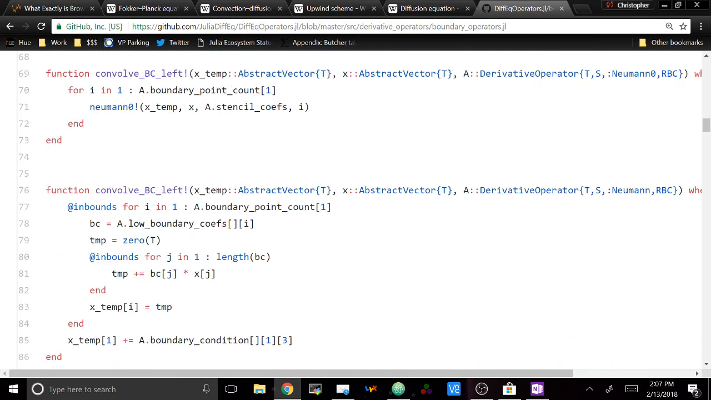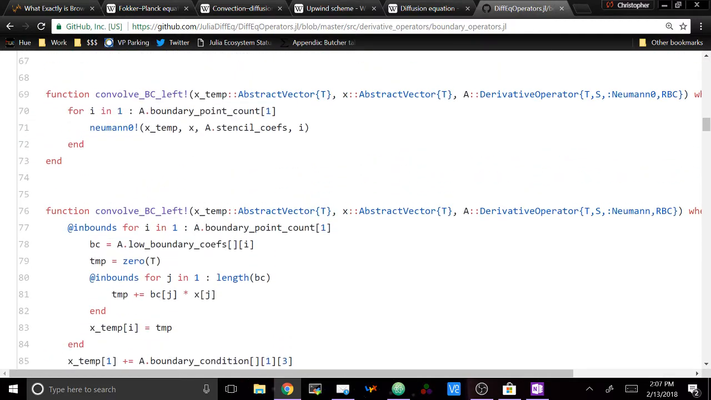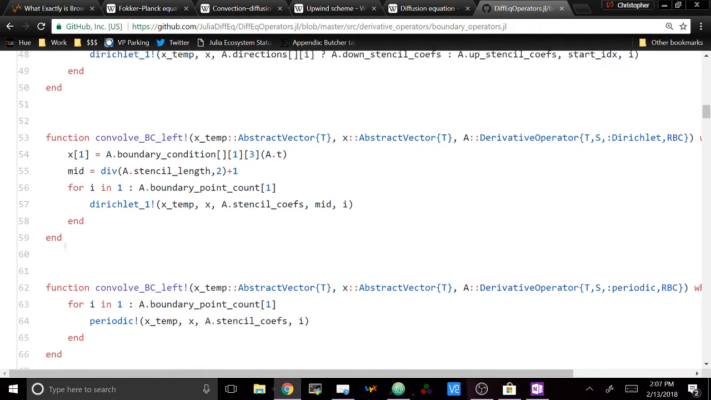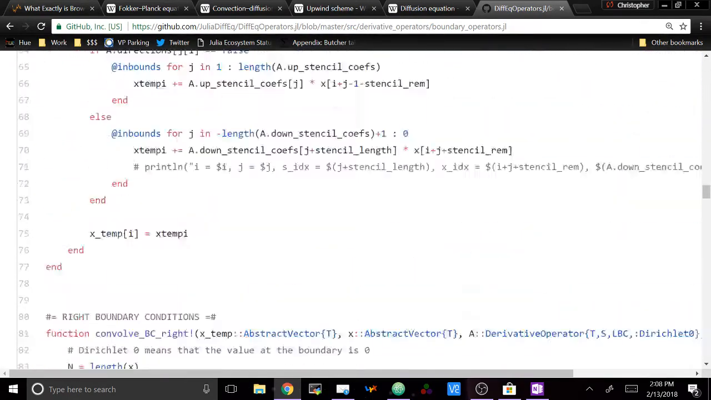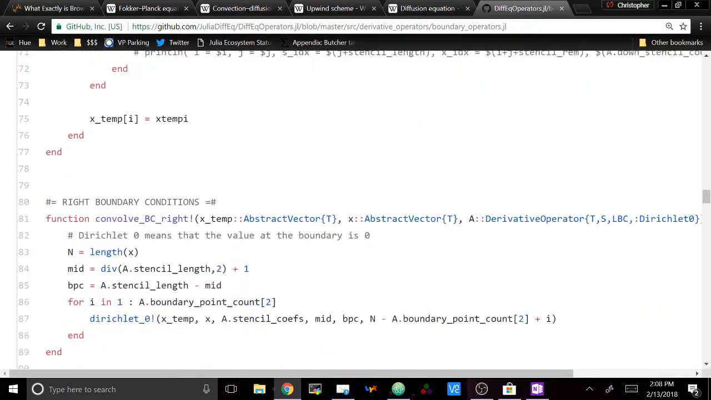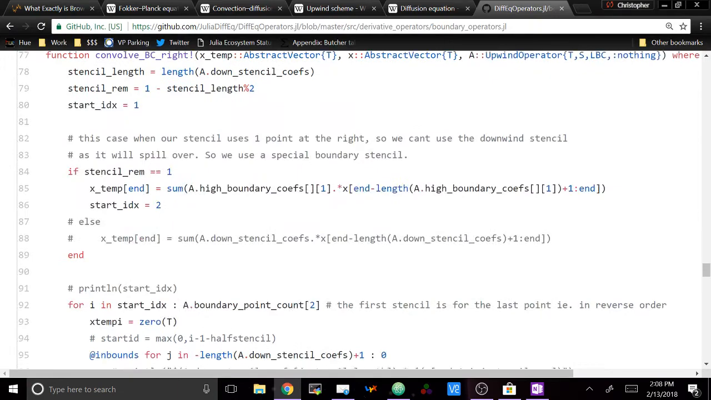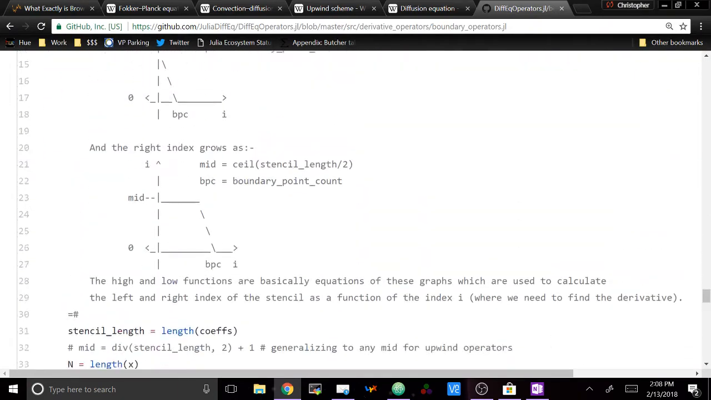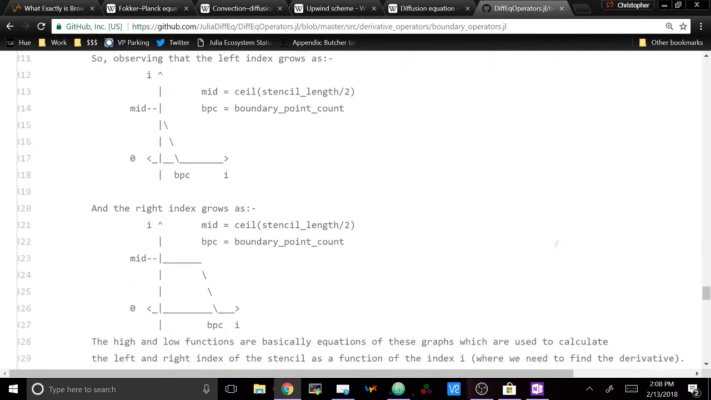So let's look at how those are implemented then. So those are right and left. The reason why it's written like that, with the function call in there, is so that we can have the same code here for the right and left.